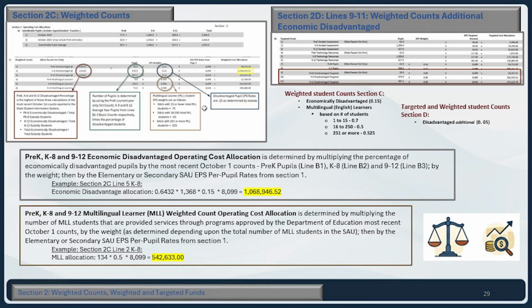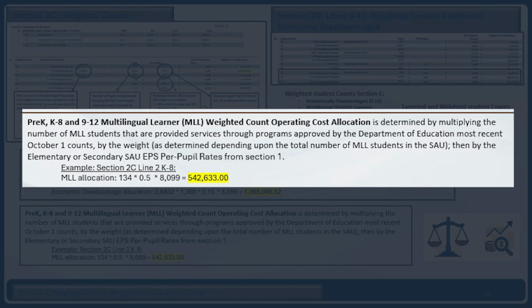The other one that is weighted in section 2C are the multilingual learners, and that weight is dependent on the number of multilingual learners at your SAU. So 1 to 15 is 0.7, 16 to 250 is 0.5, 251 or more is 0.525. And we use the same weight for all of the grade groupings based on that total count at your school. So if you have 250 MLL students and you have a rate of 0.5, we will use that for your pre-K, even if you have 10. We use that for each one of the grade groupings. So it's the same weight for all of your students based on that total count at your school.